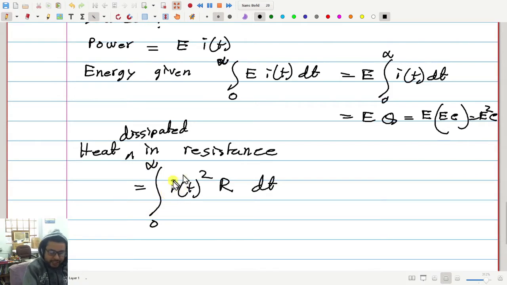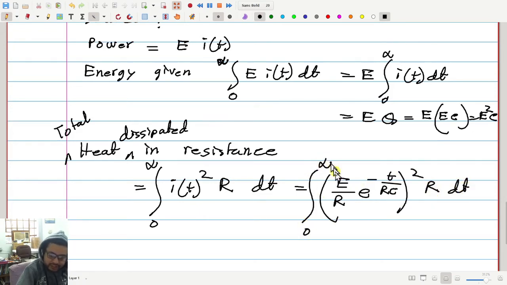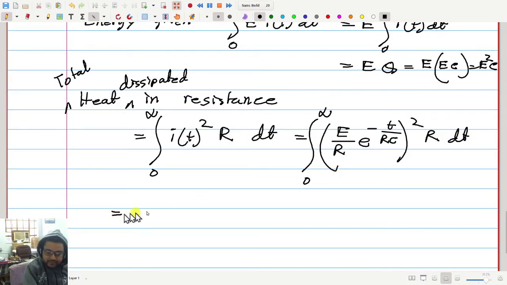Now we know the expression of I. I is given by E by R e to the power minus t by RC. Total heat energy dissipated is E by R, this is current, squared multiplied by R dt. You integrate from 0 to infinity. Let us see what we get.